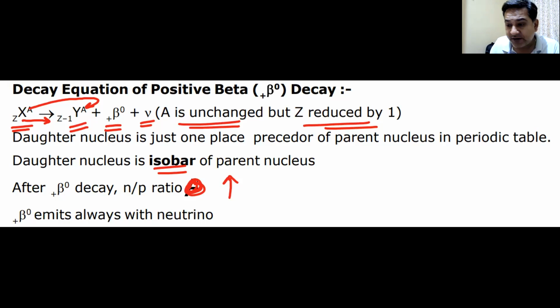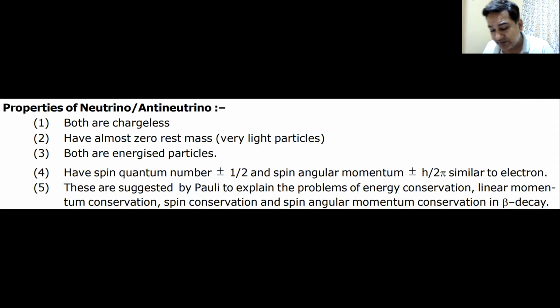Again, these are points that you must remember. They would come into the examination hall as straightforward points. The first point: both are chargeless. What are these? Neutrino and antineutrino. They are both chargeless. They have zero mass, same as photons. They are both energized particles. They have energy. They have spin quantum number.